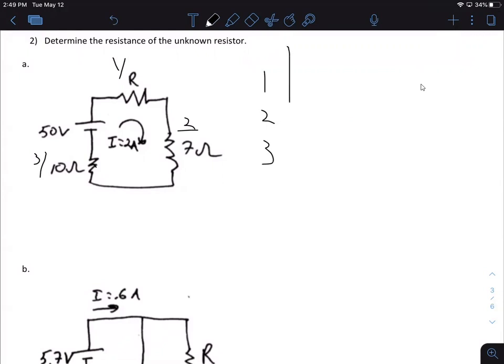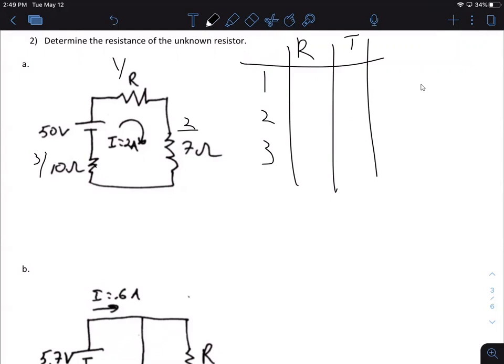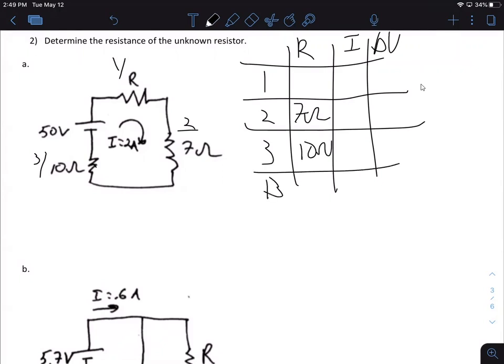So let's fill this table out. We got R, I, delta V. Seven ohms, 10 ohms, got a battery, 50 volts, and we're given that the current through each of these is 2 amps. And they all have 2 amps because it's one loop, they're all in series together.